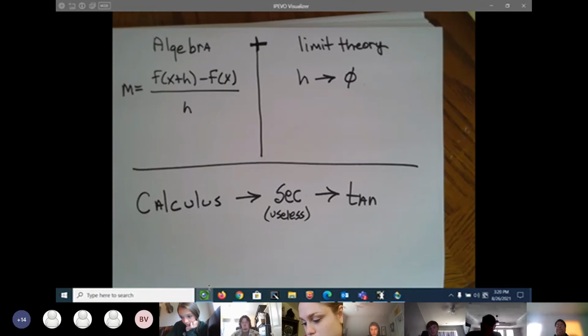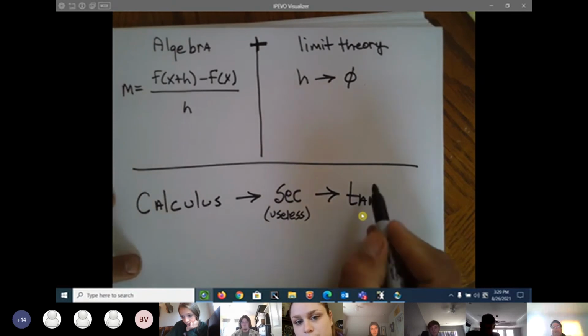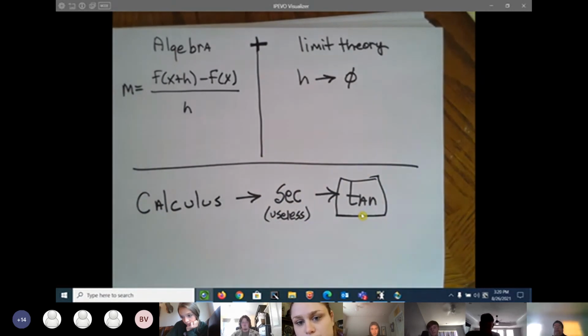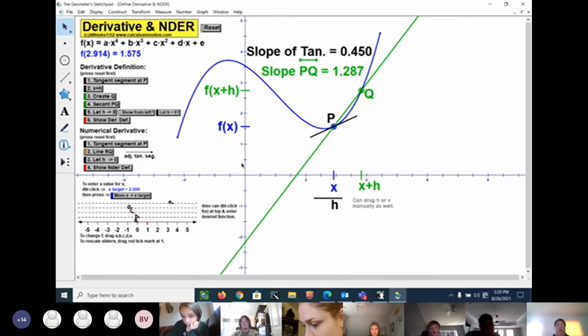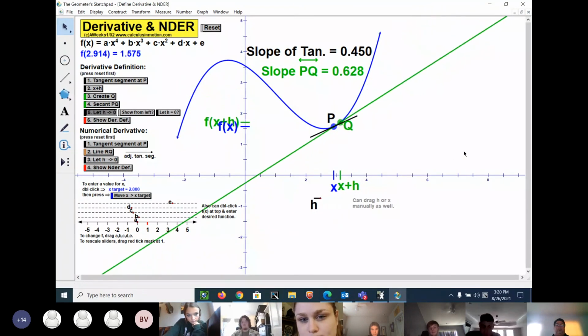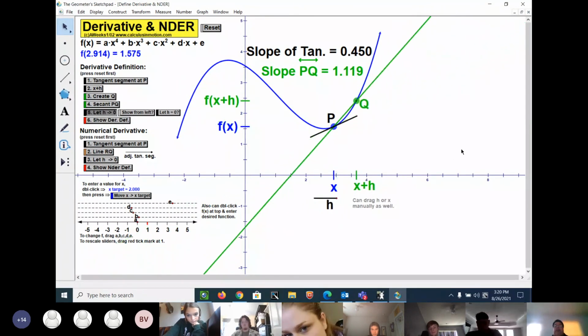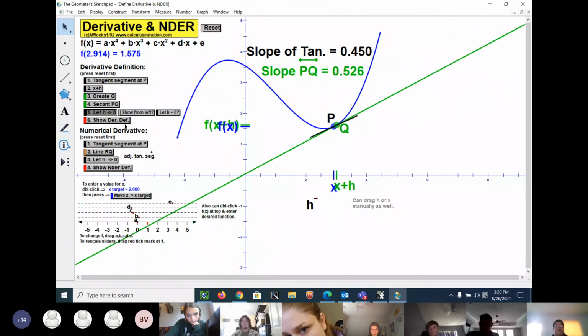Okay? So we need to turn that secant line into something that's more valuable. And what's more valuable? The tangent line. Why is the tangent line valuable? Well, I'm going to show you. When I click on, see that secant line becoming that tangent line? Well, I'm going to stop it.